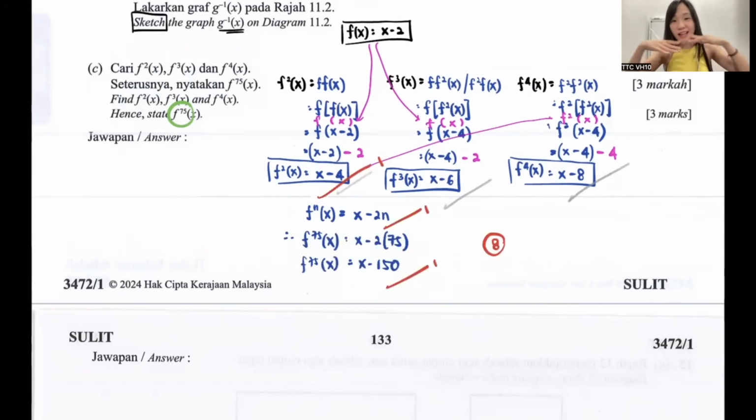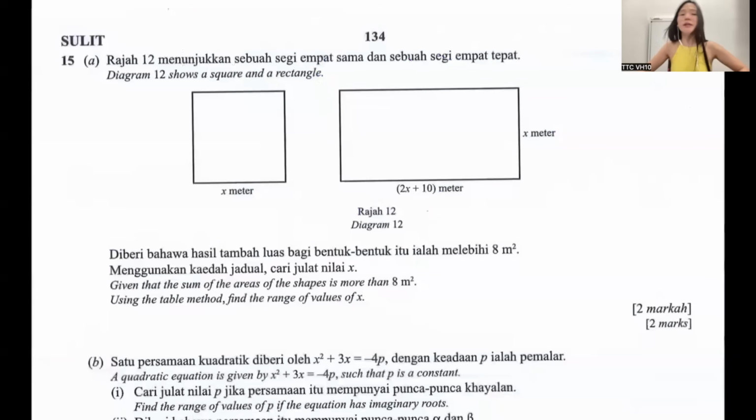My dear, now, last question of the day. Let's move on. Question 50. They say, diagram 12 shows a square and rectangle. I can see that. Given that the sum of the area of the shapes is more than 8 meters squared, using the table method. Guys, I saw the words table method, I straight away know it's under Form 4, Chapter 2. And if you watched my video for 2023, the table method came out. This 2024 continues with the table method, which I never expected, okay? So now they say find the range of values of x.